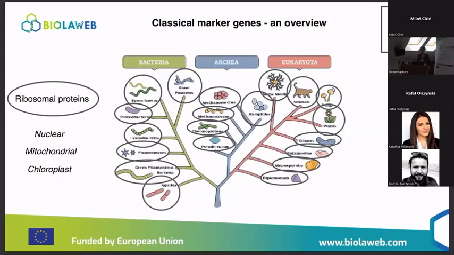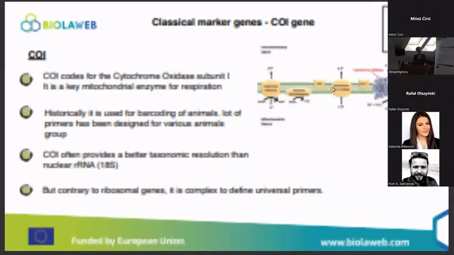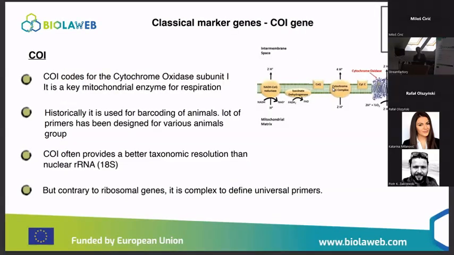Then there are other genes that can be used, for instance, for animals. And Agnès described these genes a little bit. It was historically used for the barcoding of insects. So it's the cytochrome oxidase 1 gene that is present in the mitochondria, the key enzyme for respiration, and that is present in all animals, and all eukaryotes.